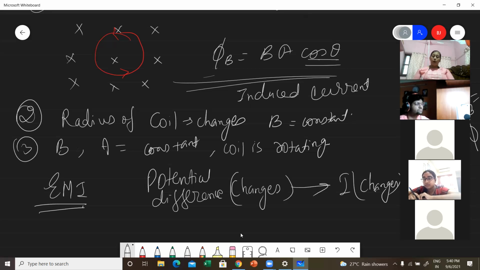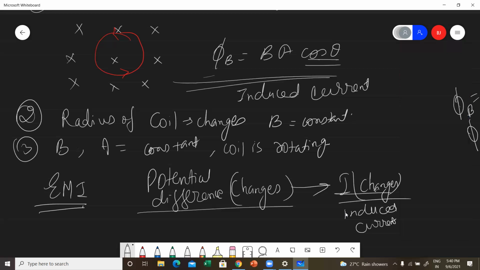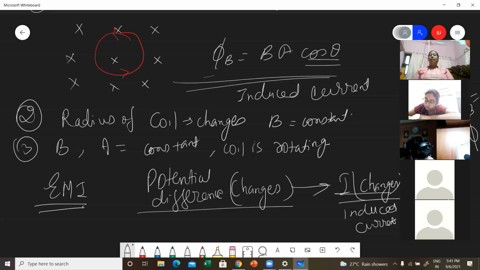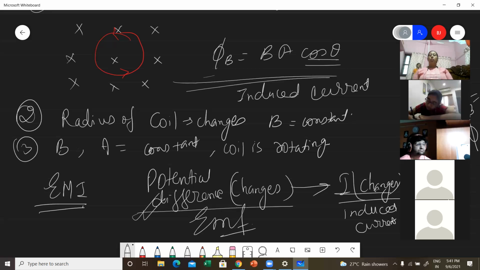Correct? So the potential difference here: if the current is changing, it means my induced current is changing. Induced current means my EMI. If my EMI is changing, then my potential is also changing, which is known as my EMF. It is how much force we are giving to the electron so that it can move from the higher potential towards the lower potential. And the proton will move from the higher potential towards the lower potential. It means my conventional current is flowing.